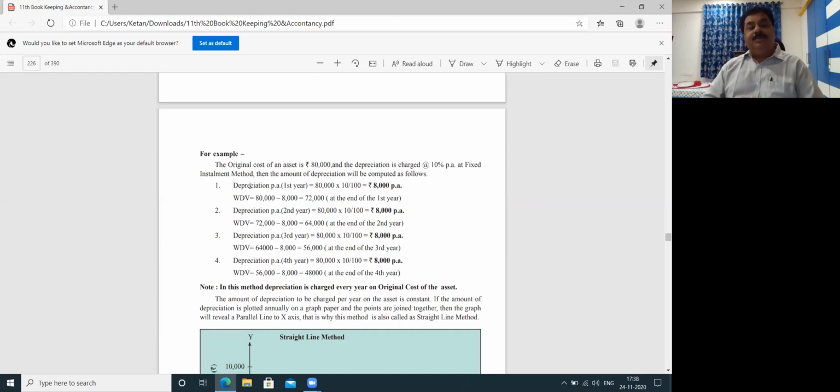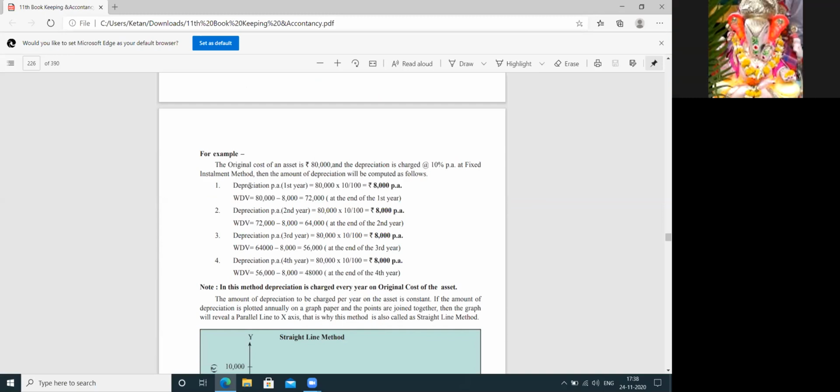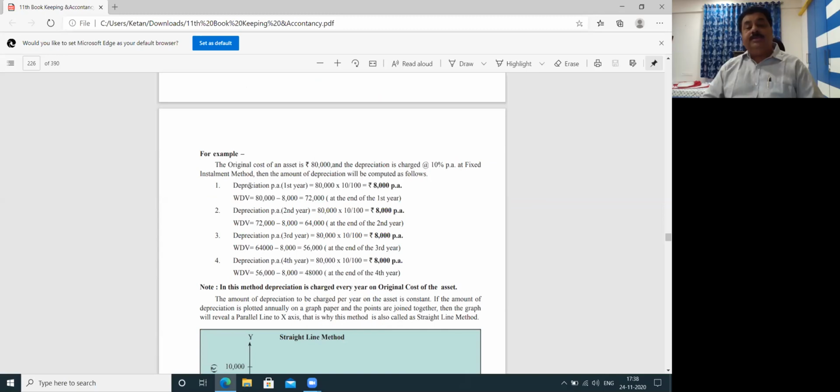One example is given to you where the fixed installment method is applied. The original cost of the asset is 80,000. It is the total value of the asset which is given to you. And the depreciation is charged at the rate of 10% per annum at a fixed installment method, also called the straight line method, also called the original cost method. Then the amount of depreciation will be computed as follows. Depreciation per annum, first year, 80,000 at 10%. That is 10 upon 100, which is 8,000 per annum.